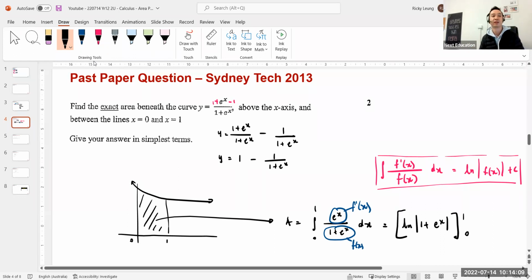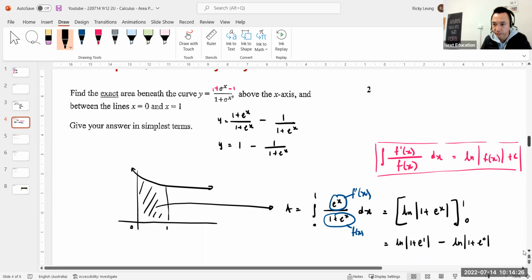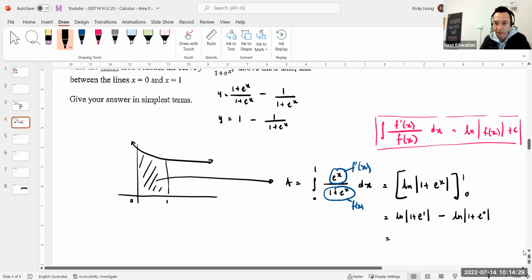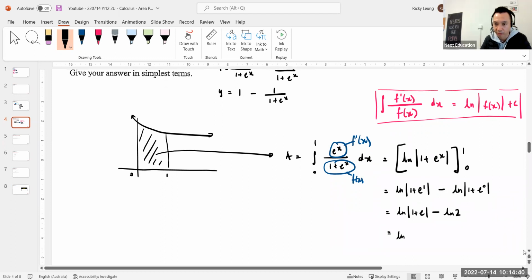So actually, the numeric part of this question is very straightforward. Let's see. Equals subbing 1, so that's ln of 1 plus e to the power of 1, minus ln of 1 plus e to the power of 0. That's just ln of 1 plus e, minus ln 2. And if I was to make my teacher happy here, I'd combine the logs. When you minus logs with the same base, you divide, and that is my answer.